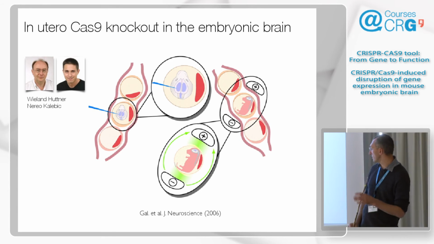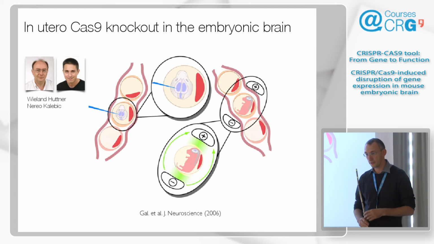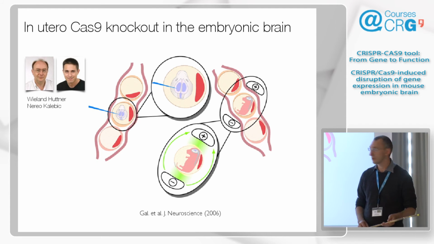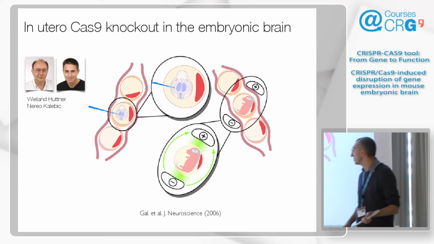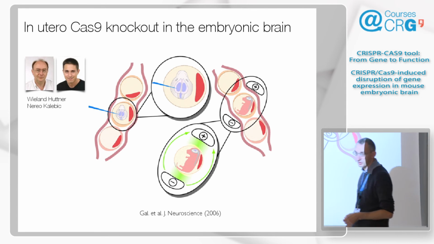All right. So in this last part, I'm going to talk about doing CRISPRs in vivo in the mouse brain. This is a project we did with the lab of Wilhelm Huttner, who is a director and a group leader in our institute, and this work was done with several people from his lab, primarily with Nereu Kalebic.